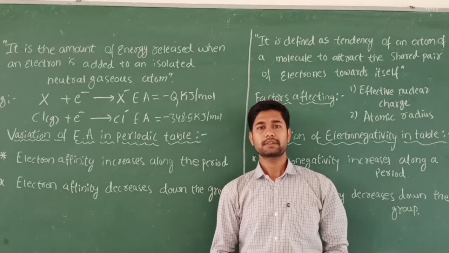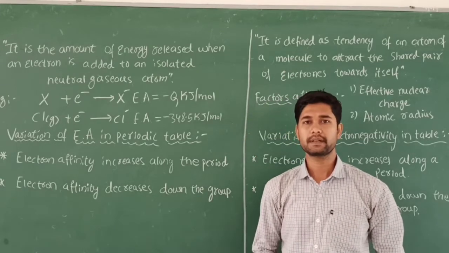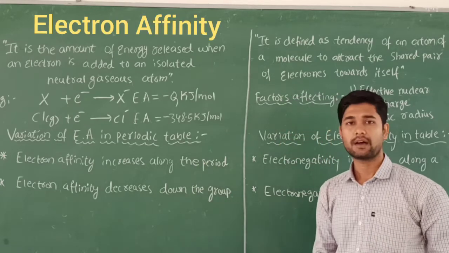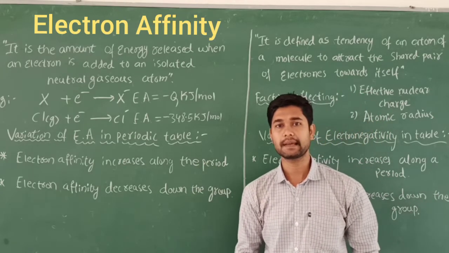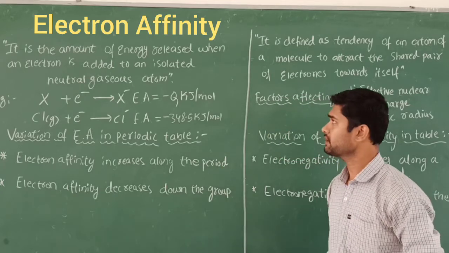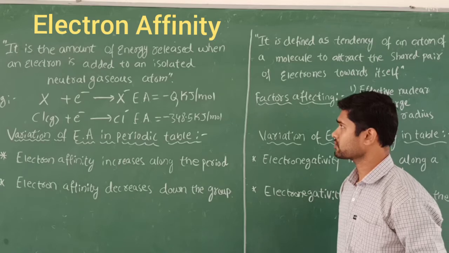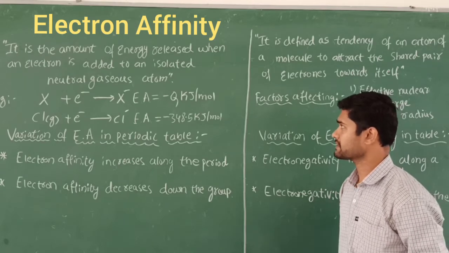Let's discuss some of the periodic properties of the elements. We are continuing here. So that is called electron affinity or electron gain enthalpy. Let's see the definition. It is the amount of energy released when an electron is added to an isolated neutral gaseous atom.